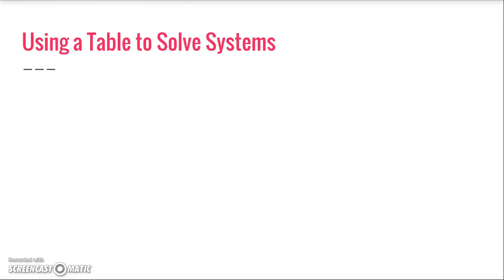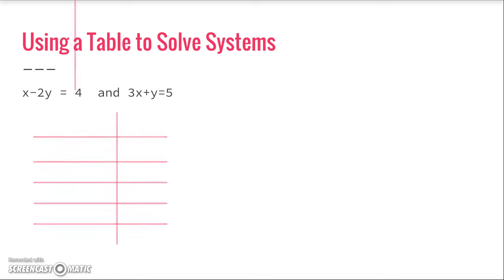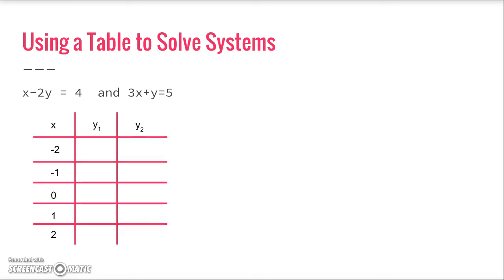Using a table to solve systems. So we have the two equations, x minus 2y equals 4 and 3x plus y equals 5. So we have the given table. Our y1 value is going to be the y values for x minus 2y equals 4, and our y2 is going to be our y values for 3x plus y equals 5.